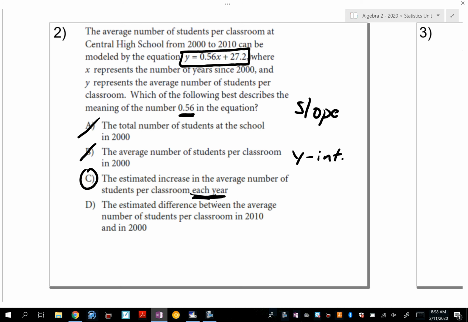The estimated difference between the average number of students per classroom in 2010 and 2000. You could find that by plugging in 0 and 10 into X and then subtracting, but that's not what they're asking us to do here. Okay, so C is the answer for the slope.